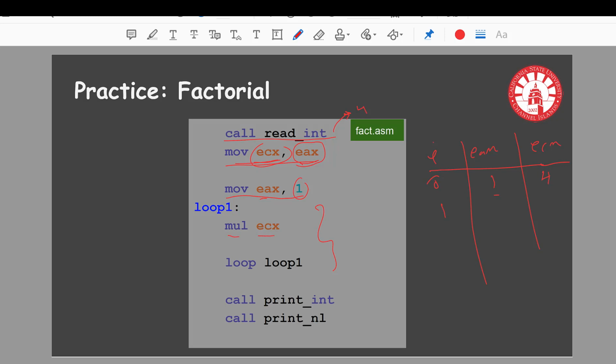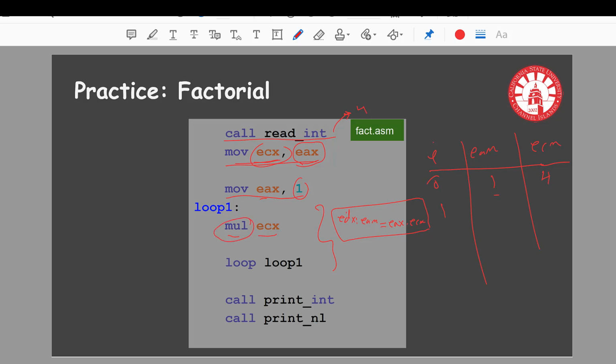In iteration number 1, we say mul ECX. If you remember from the previous command, what happens here is that your EDX register is concatenated with your EAX register, and it's going to store your result. The multiplication is going to be your EAX register multiplied by the source. In this case, our source is the ECX register. So this is what is happening when you call mul.